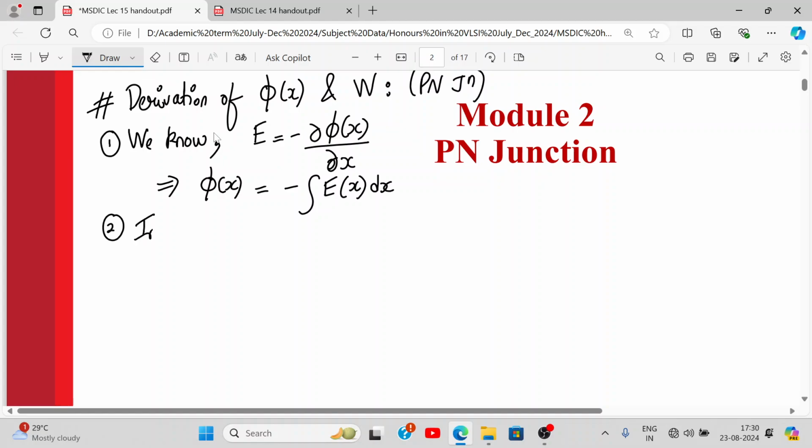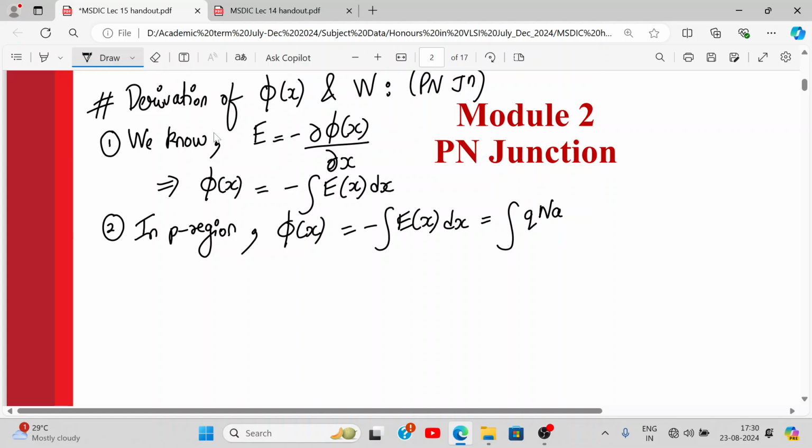So we'll write, in the p region, phi of x is equal to minus the integral of E of x. What was the formula for the p region? Minus qNa. So minus minus will get cancelled. You will get qNa upon epsilon s into (x plus xp). You have written this formula, right? You have to integrate this. Now you have done mathematics, you can help me out in this.